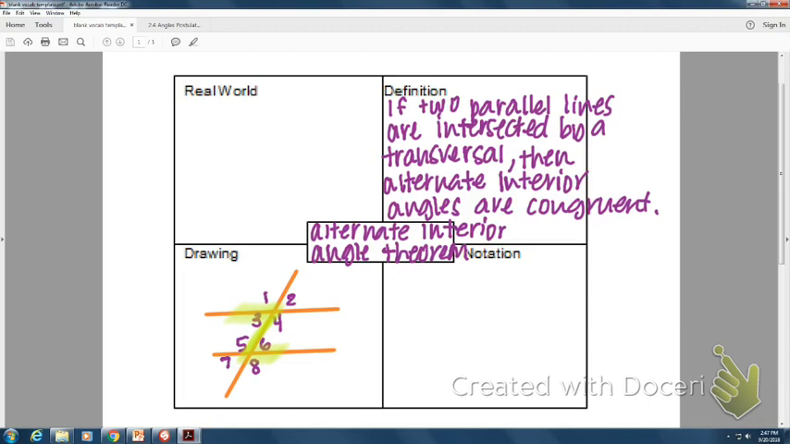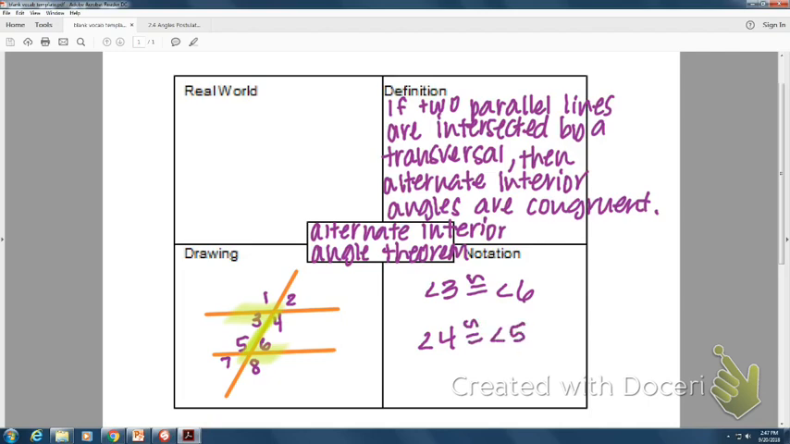They are on alternate sides of your transversal. That's why the alternate part's there. Interior means in between your parallel lines. So, alternate sides of your transversal in between your parallel lines. So which ones are alternate interior angles? Very good. Angle 3 is congruent to angle 6, and angle 4 is congruent to angle 5.